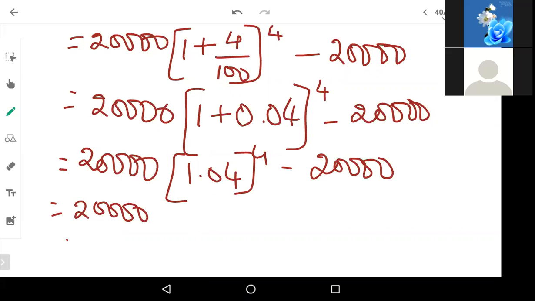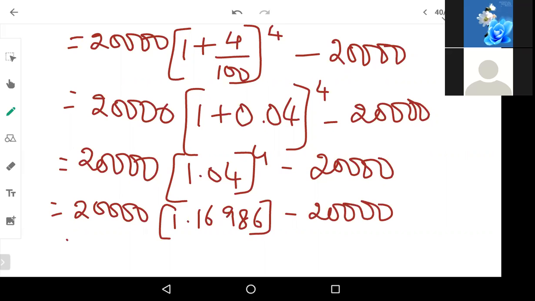So it is compulsory for you also to solve each and every step in the examination. Don't miss out any steps here, because such problems can be asked for 6 marks, that is section B questions, and it is easy for you to solve. So don't miss on any step. So 1.04 to the power 4 is 1.16986 minus 20,000. So what do you get here?